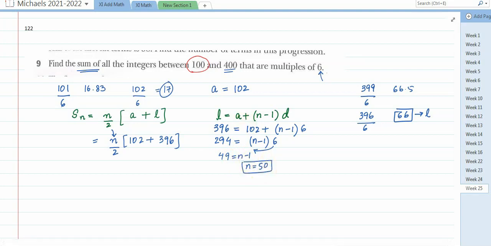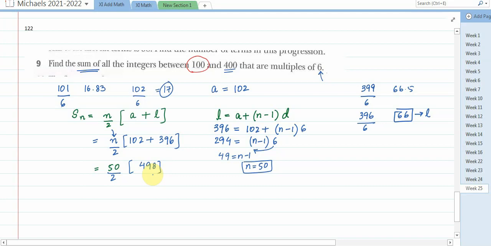Once you have the value of n, you can place your value here, so that will be 50 divided by 2. 102 plus 396, it's 498. Simplify it, 498 times 25, it's 12450. So that is your sum of how many terms? Sum of 50 terms.